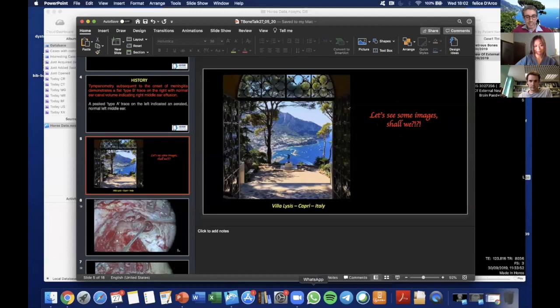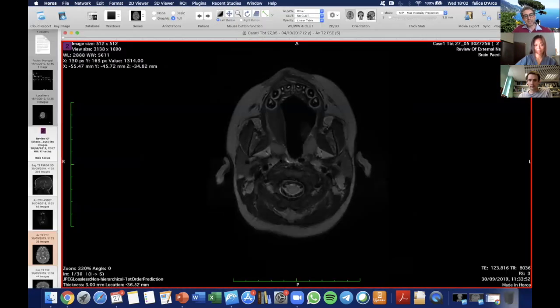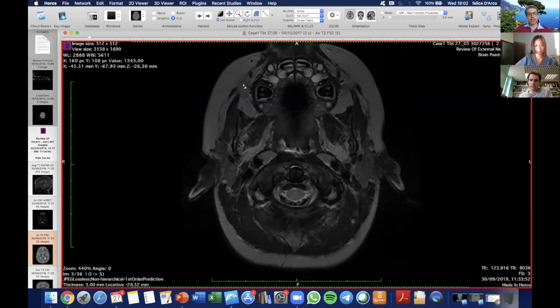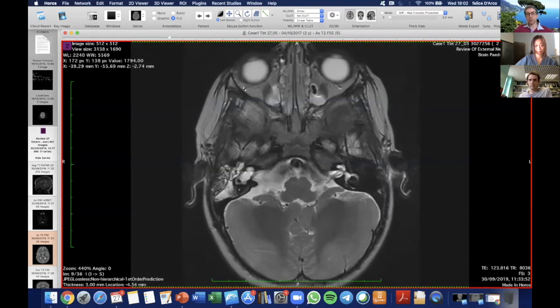And let's start with the first case. So let's start with the MR. So basically, this was an external MRI. So they did a brain MRI plus a high resolution T2 of the inner ear. And first thing on the T2, you can see the difference between the left inner ear and the right inner ear, which is clearly dysplastic.